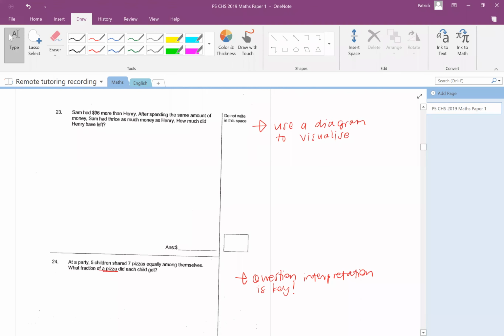Question 23. Sam had $96 more than Henry. After spending the same amount of money, Sam had twice as much money as Henry. How much did Henry have left? So for this kind of question, where they give you thrice as much, twice as much, this kind of descriptors, I would like to use a diagram to visualize it better.